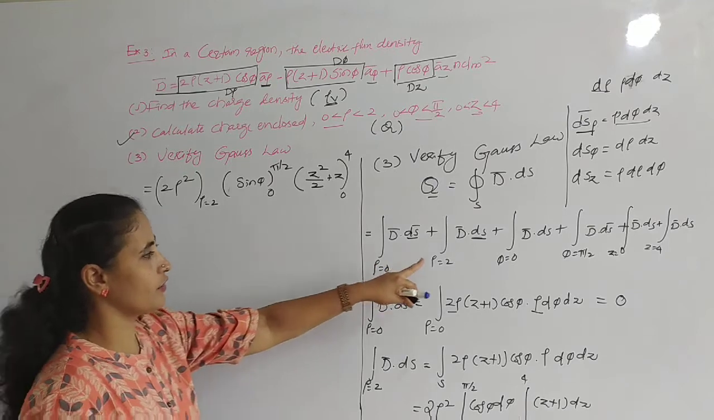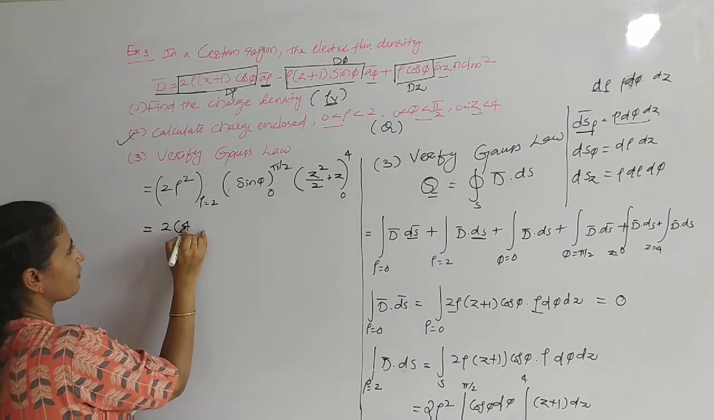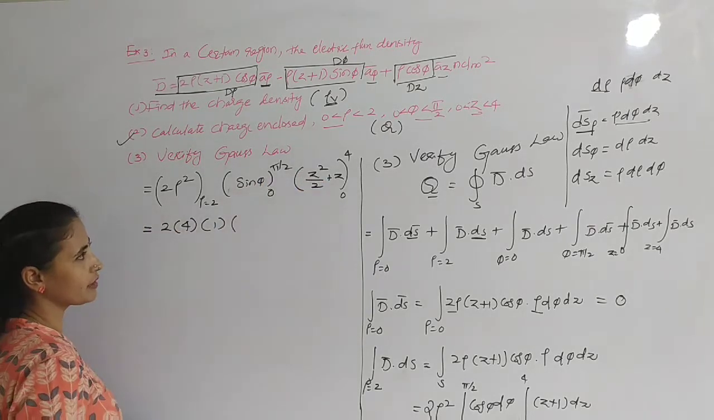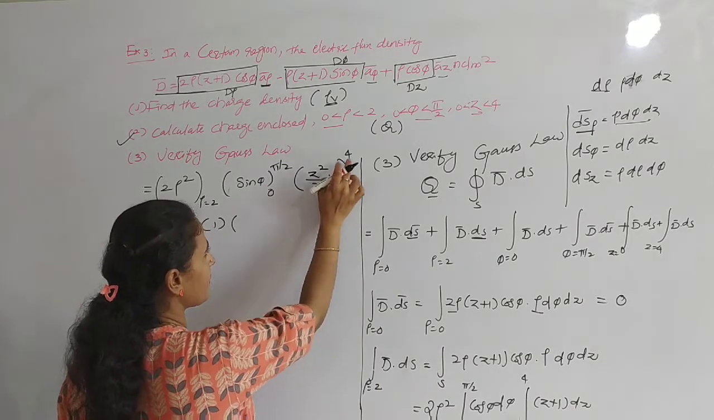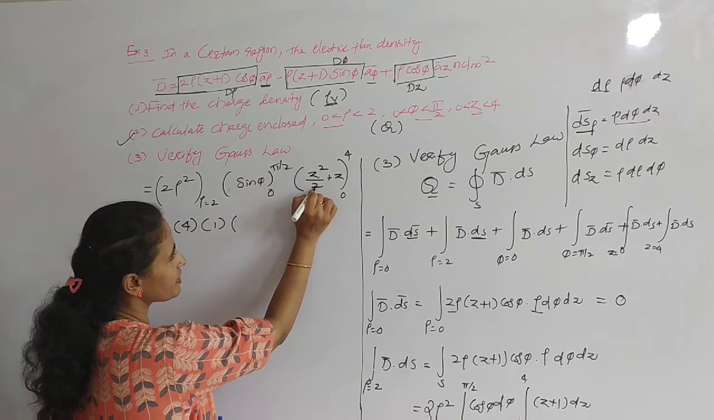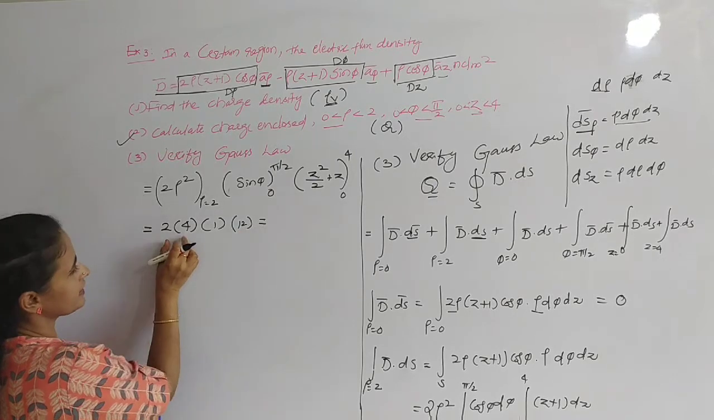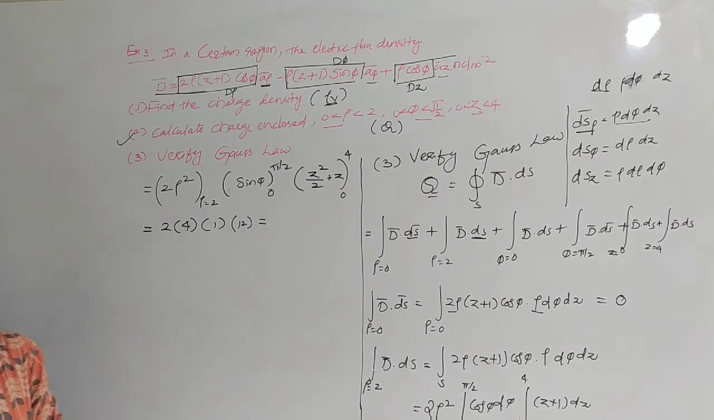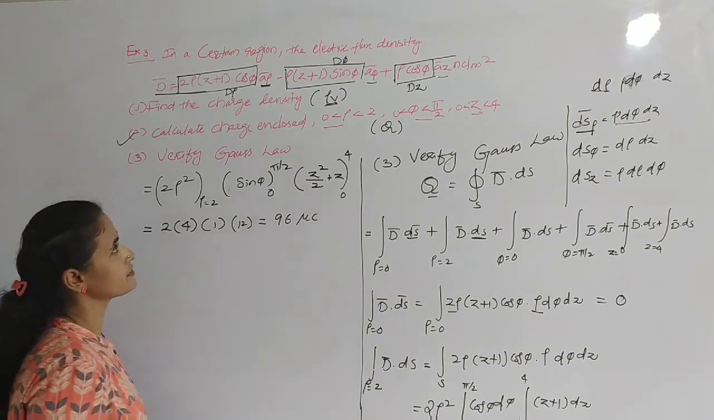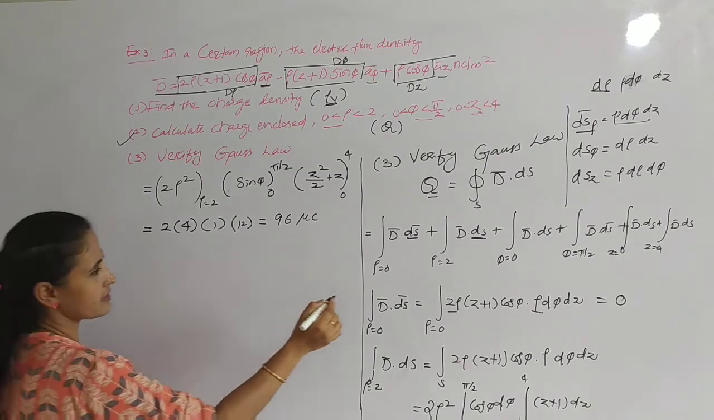The value of this one with rho equal to 2: 2 into rho square is 8, sin pi by 2 is 1, and we apply the upper and lower limits. The lower limit is 0, so just apply the upper limit. 4 square is 16, by 2 is 8, 8 plus 4 is 12. So how much have we got? 8 times 12 is 96 microcoulombs.